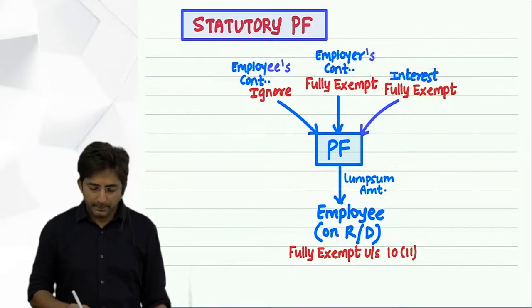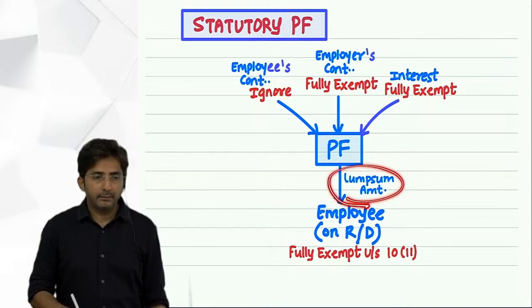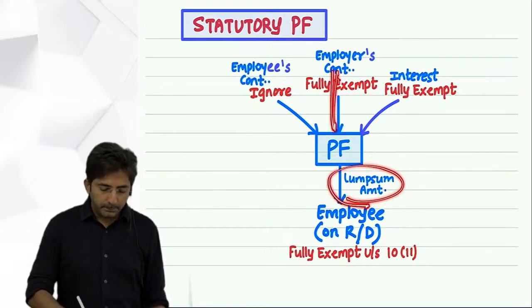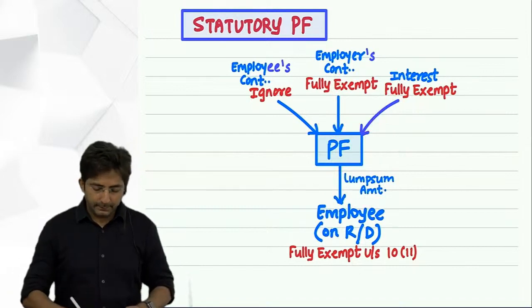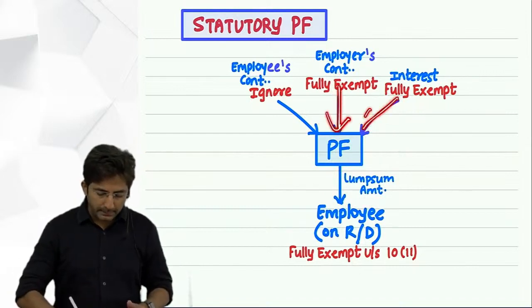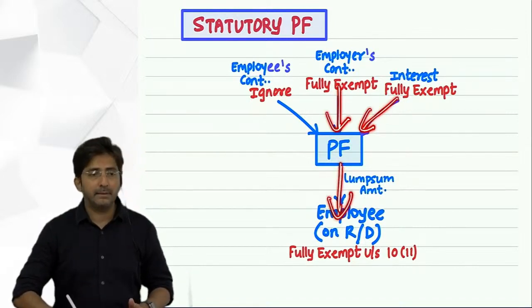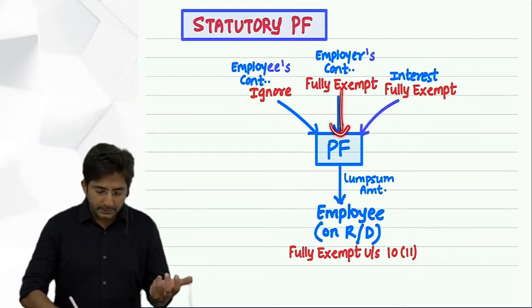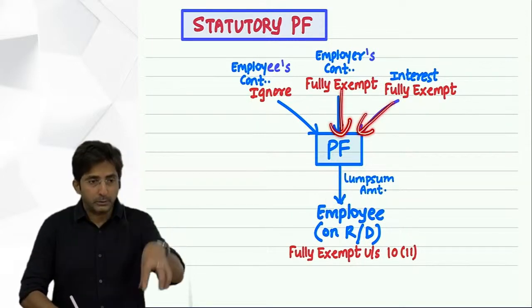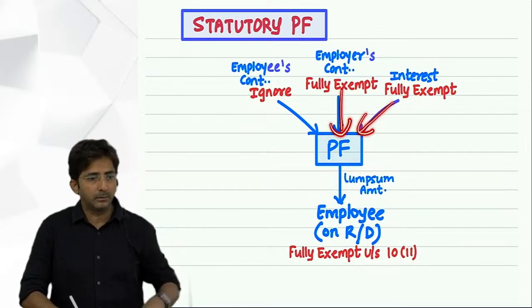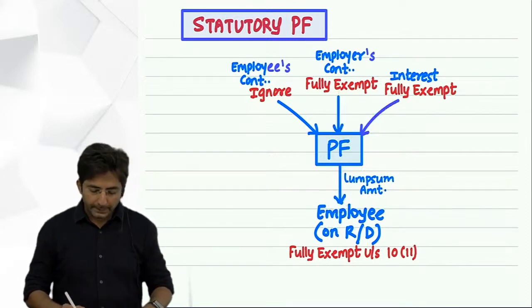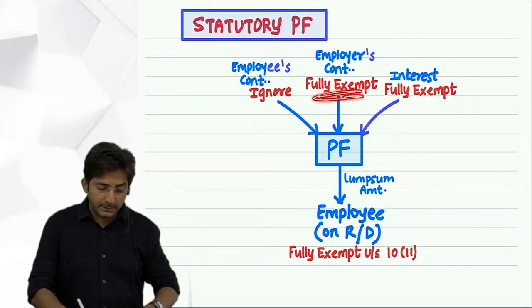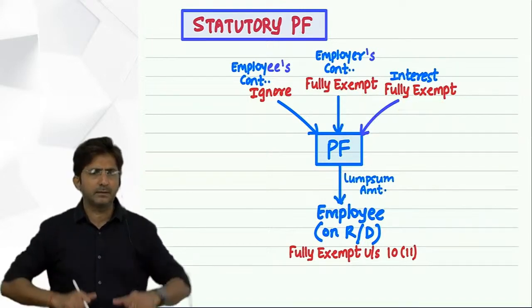Why? Tell me, at the end what do you get? The amount which is deposited is the same amount which you get. See, this arrow and this arrow are not the same. It is just that this is the sign of your depositing the money in the account, and this is the same amount you are receiving. So technically speaking, if you say, sir, what should be the section of this? You can say 10(11) only.